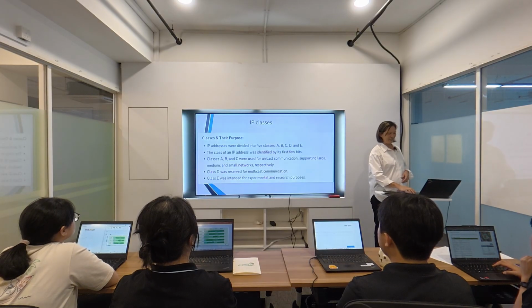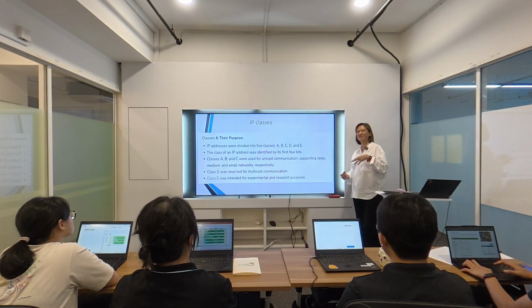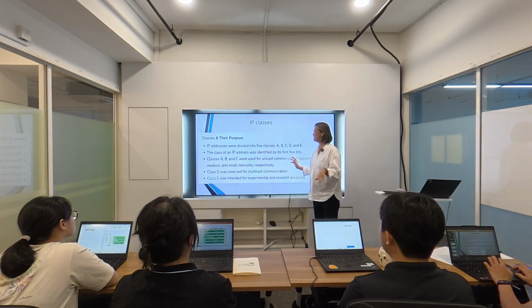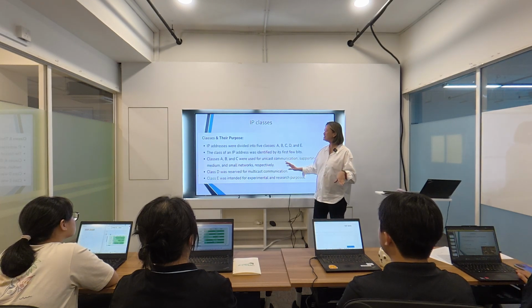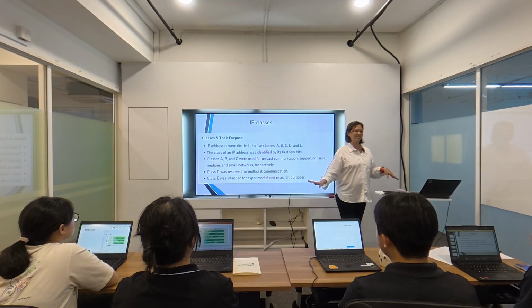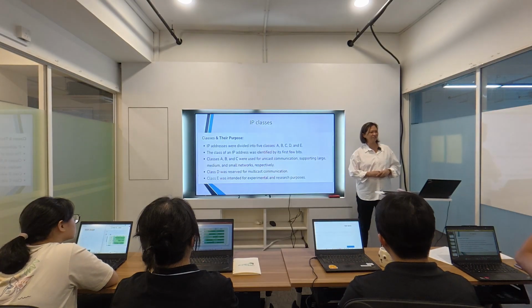Okay, so let's go back to here. Class A, B, and C are the ones we use in the network for unicast communication. Class D is reserved for multicast addresses, and class E is for experimental, so we don't actually use it.